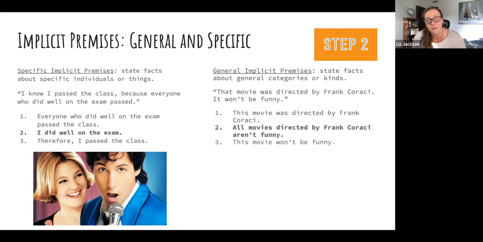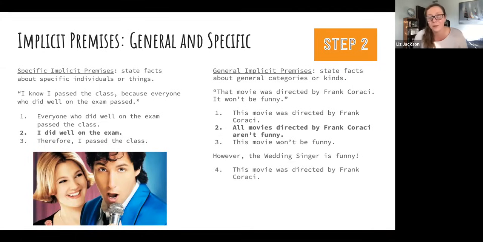So this movie won't be funny. But look, I think The Wedding Singer is pretty funny. The Wedding Singer is clearly a funny movie. And so this might not be the best reconstruction of the argument because it seems like premise two is false. It's not the case that all movies directed by Frank Carracci aren't funny.